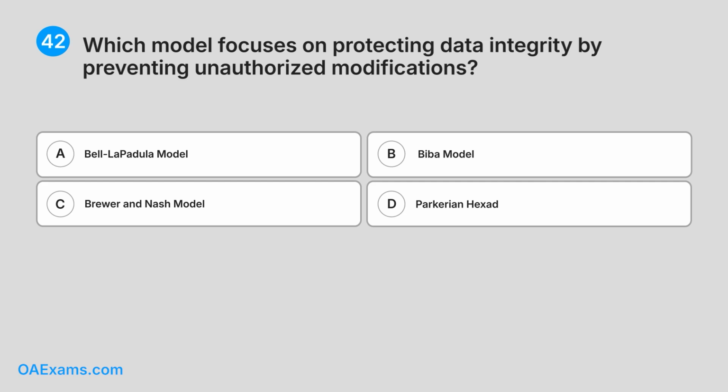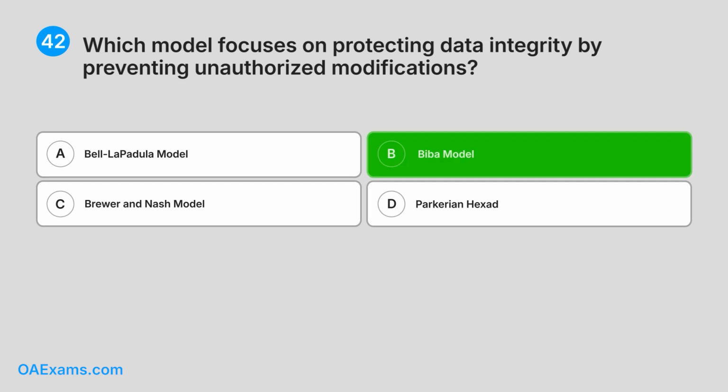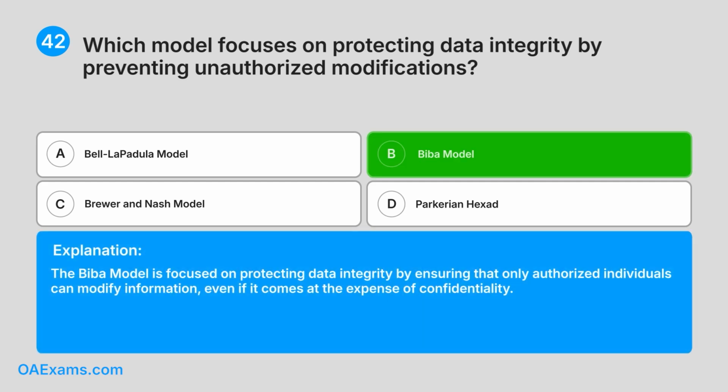Correct answer: B. Biba model. Explanation: the Biba model is focused on protecting data integrity by ensuring that only authorized individuals can modify information, even if it comes at the expense of confidentiality.